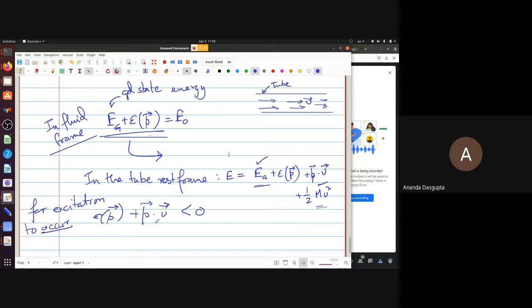So what does it tell you about the momentum P? If this is to be negative, epsilon P is the energy of the quasi-particle. It of course is positive. You had a ground state, the quasi-particle is an excitation, which means the energy has gone above. The epsilon P is of course positive. If this epsilon P plus P dot V is to be negative, what does it tell you about P dot V first of all?